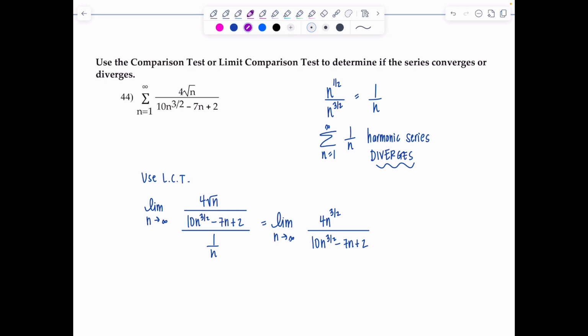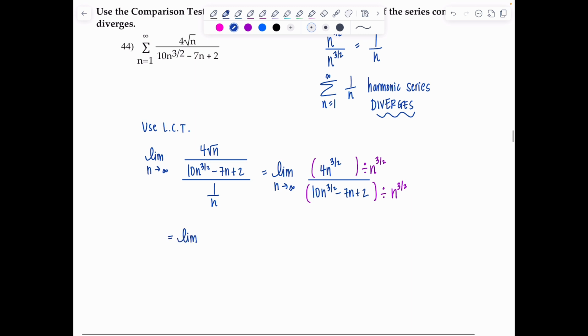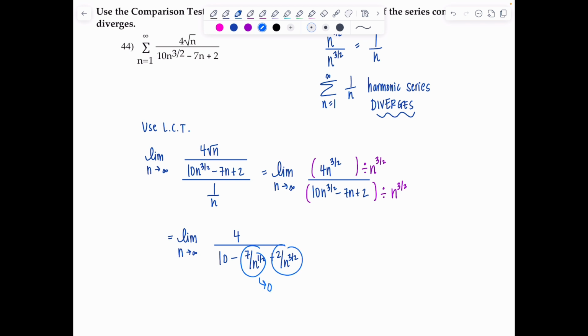To take this limit, let's divide by n to the 3 halves, the highest power of n from the denominator. And then now we've got the limit, n goes to infinity, of 4 over 10 minus 7 over n to the 1 half plus 2 over n to the 3 halves. And then n's getting large. So this will go to 0, this will go to 0, and I'm left with 4 over 10, which reduces to 2/5. What do I care about 2/5? Just that it's finite and not 0.